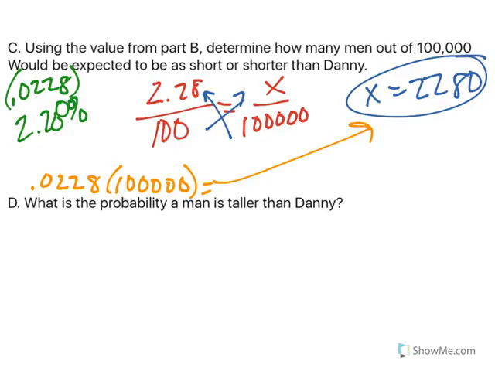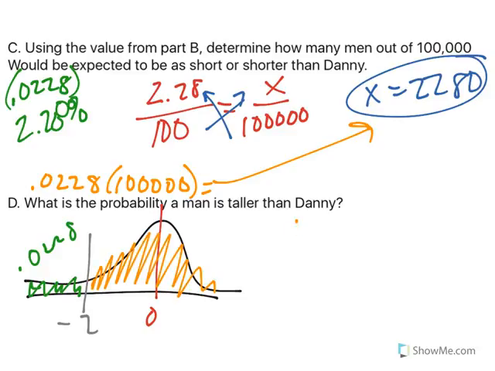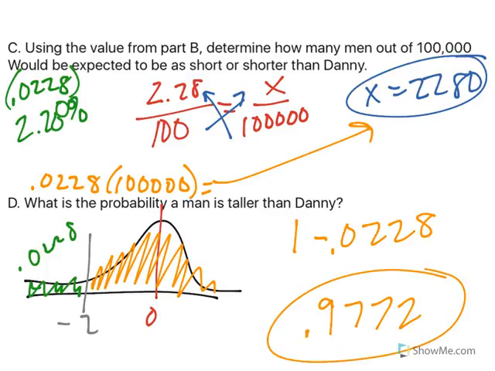What's the probability a man is taller than Danny DeVito? Well, go back to your normal curve with 0 in the middle. We had negative 2, and over here was 0.0228. Taller than Danny DeVito is on the right. That's this side. So 1 minus 0.0228 gives us 0.9772. That is the proportion of men that are taller than Danny DeVito, right? Almost 98% of men.